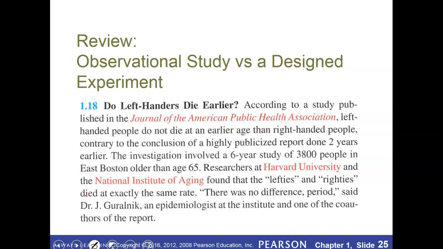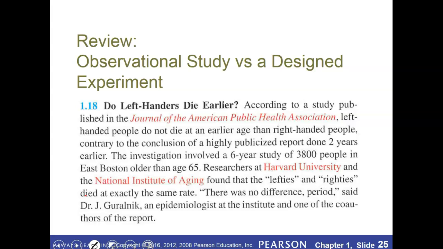So let's take a look at these examples. Do left-handers die earlier? According to a study published in the Journal of the American Public Health Association, left-handed people do not die at an earlier age than right-handed people. This is contrary to the conclusion of a highly publicized report done 2 years earlier. The investigation involved a 6-year study of 3,800 people in East Boston, older than the age of 65. Researchers at Harvard University and the National Institute on Aging found that lefties and righties died at exactly the same rate. There was no difference at all, so the Institute and one of the co-authors reported.